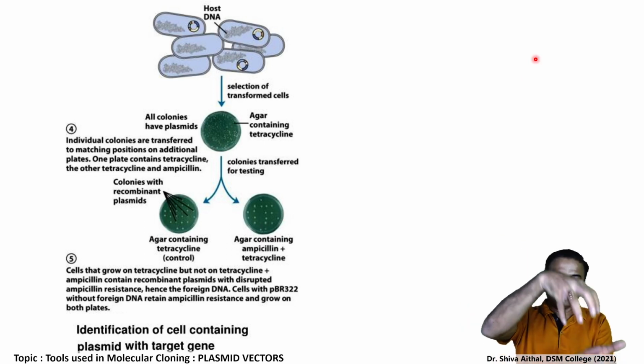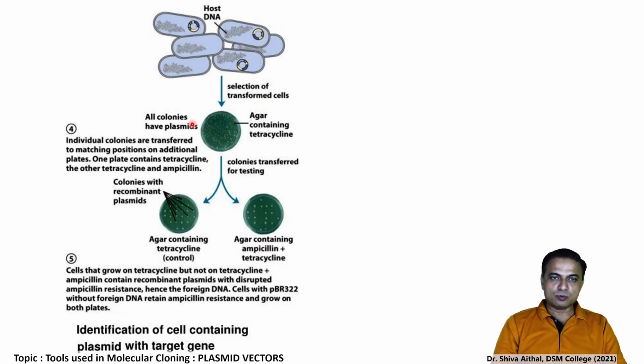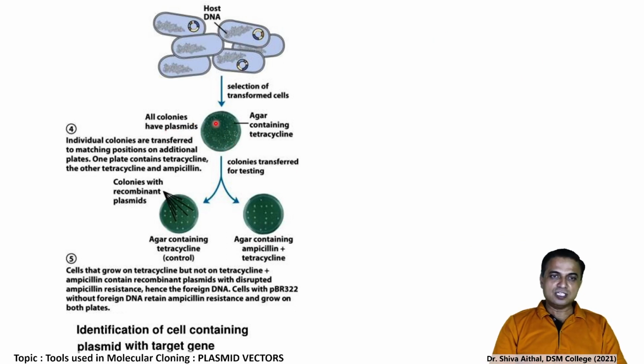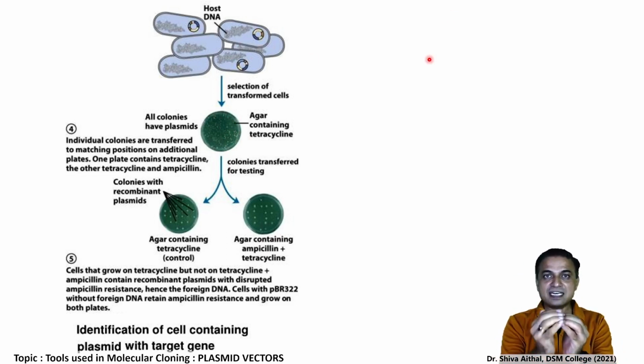Why do we replica plate? It lets you know the position of the colonies present on the master plate. So on the plate containing tetracycline, what is the problem here? Can't you take all the colonies from this plate? No. Why? Because there will be plasmids into which DNA has not been introduced. That will also grow here.